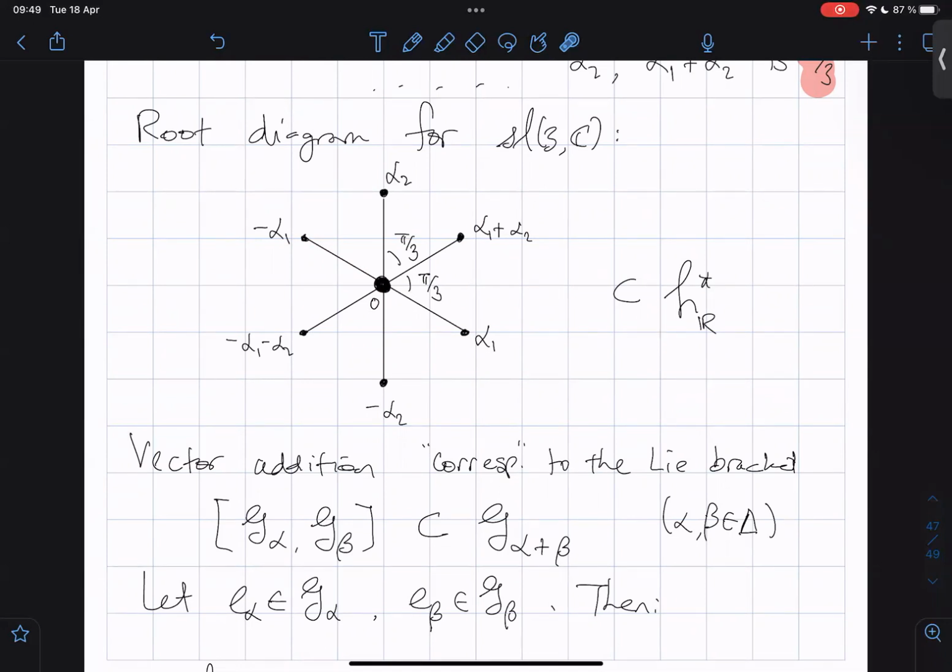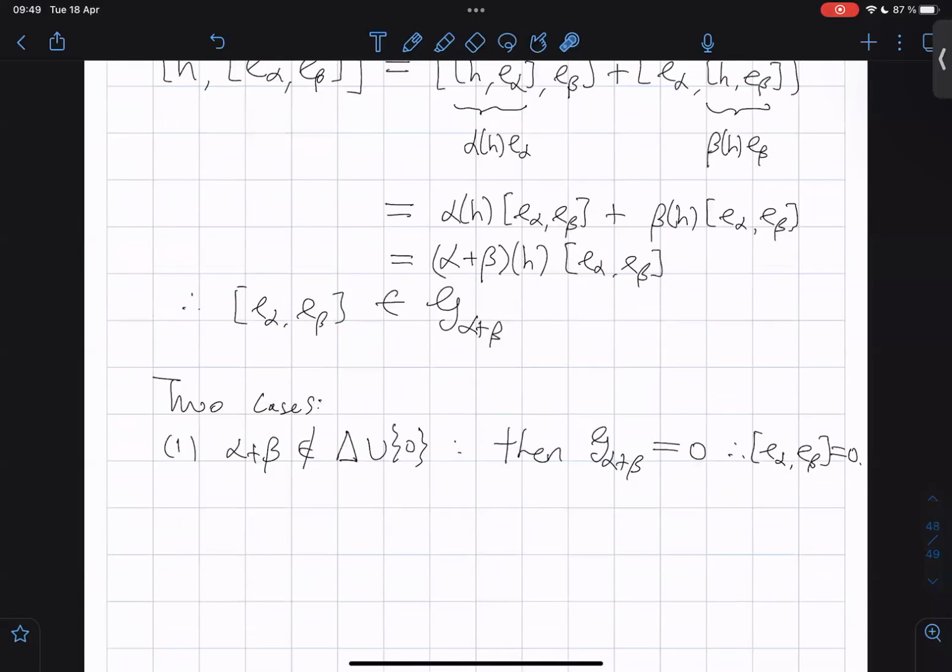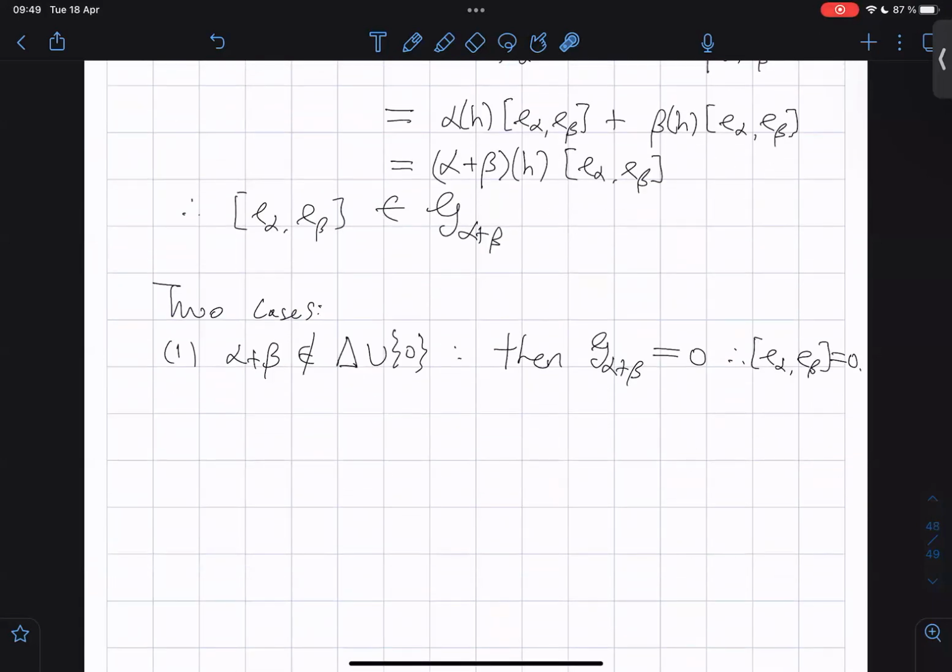It does turn out that if you take a root vector with this one and this one, you will get a non-zero element. But that I haven't shown yet. You can verify that. But let me just write that down.